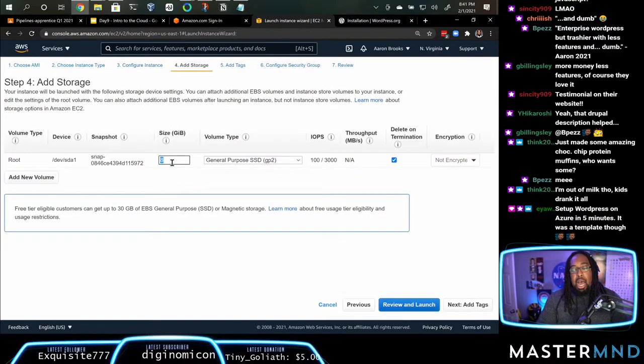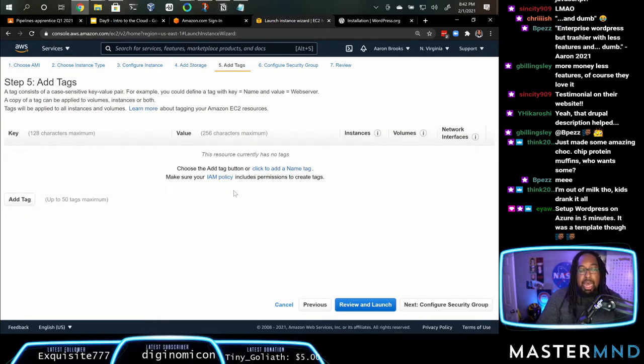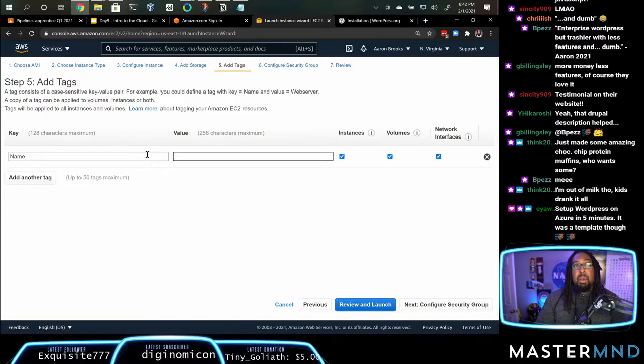Add storage. I can make all this configurable. I get up to 30 gigs for free. I'll change it to 30. I don't need it, I can leave it at 8. We don't really need 30 gigs, but I'll do that. Tags are a bit of metadata that you can use to manage these servers. It's just a little bit of data you can use for filtering and stuff like that. I'll give this server a name. The name I'll give it is pipelines test.